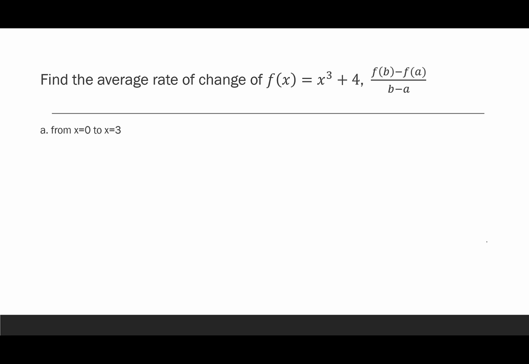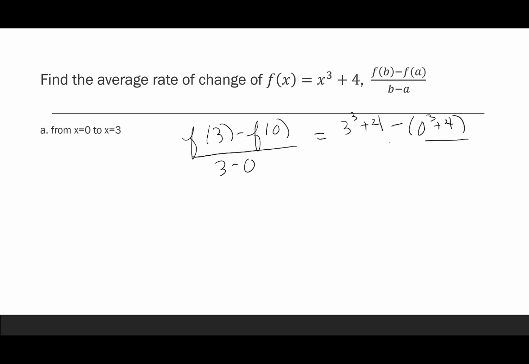Now I have x cubed plus 4, and I'm going to go from 0 to 3. So I will do f of 3 minus f of 0 over 3 minus 0. This is 3 cubed plus 4 minus, let's do parentheses, 0 cubed plus 4 over 3 minus 0. You can put the 3 cubed plus 4 in parentheses too.